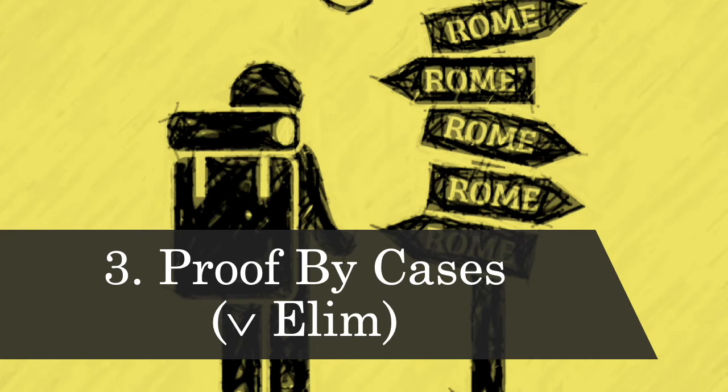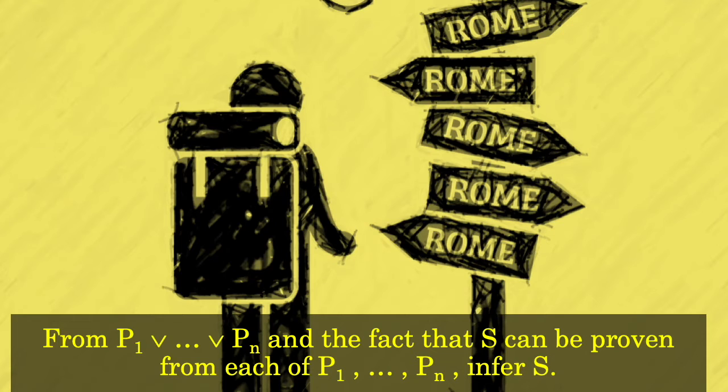Next rule is a little bit fancier. It's what's called or elimination, and it's nicely captured by that saying that all roads lead to Rome. And that's the core idea behind disjunction elimination or proof by cases. Okay, so here's the rule stated abstractly.